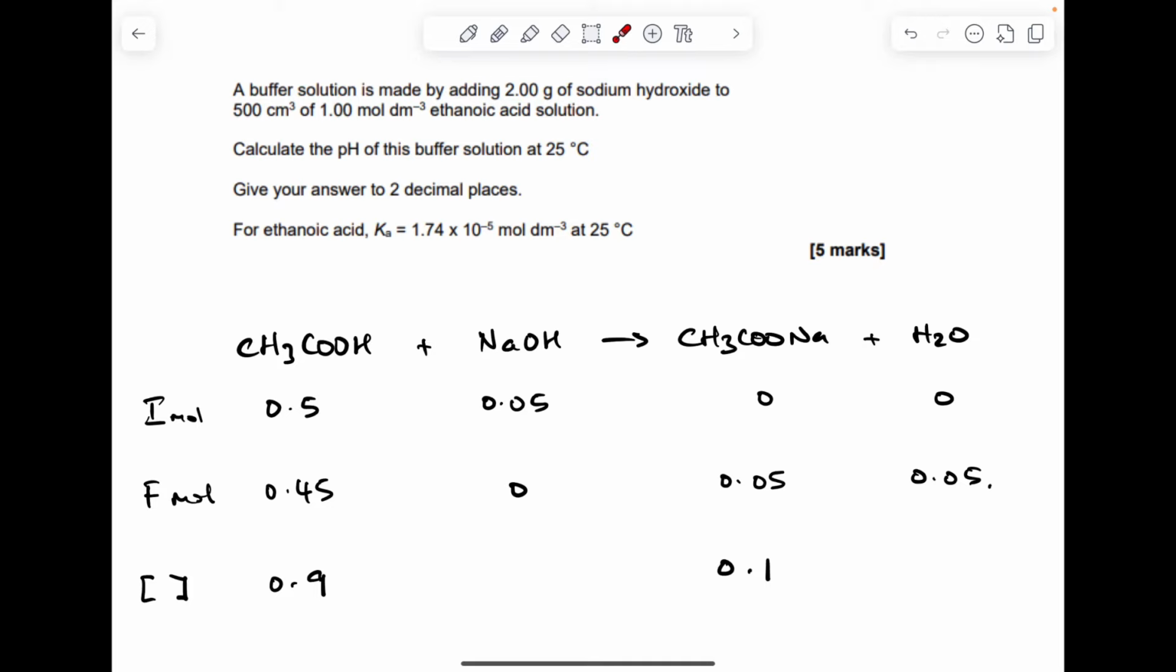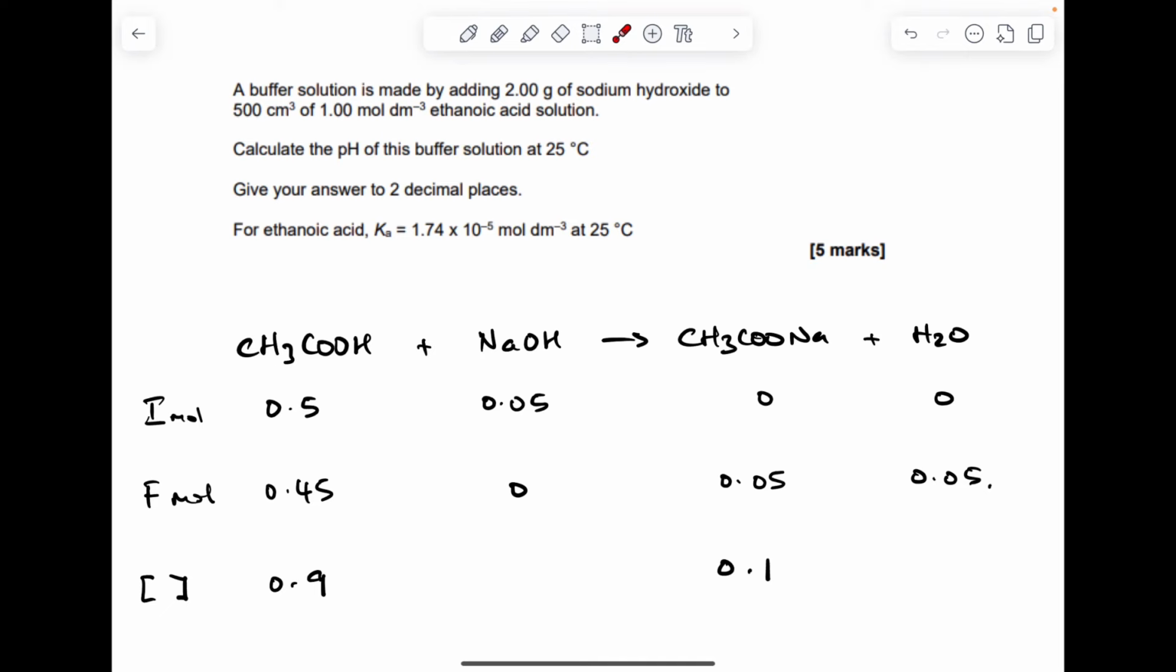Next thing I've done is worked out the concentrations of these key components. All I've done is taken the moles that are left at the end and divided by the volume. So they're in 0.5 decimeters cubed. So we've got 0.9 for the acid, 0.1 for the salt. Now we don't actually need to do this step, I'll explain in a second why, but I'm just going to go through the standard procedure.